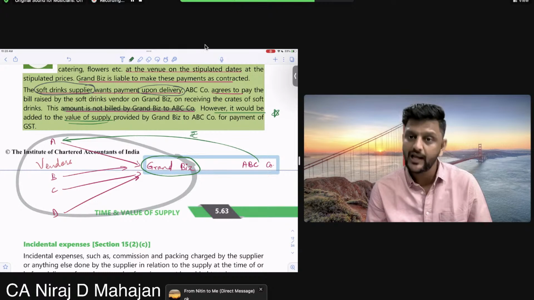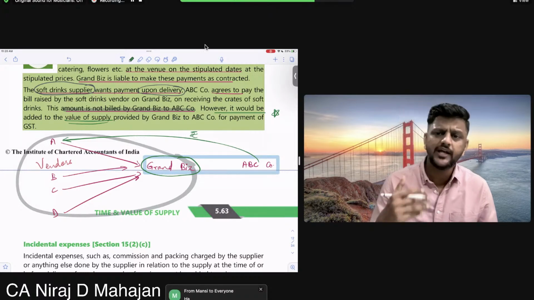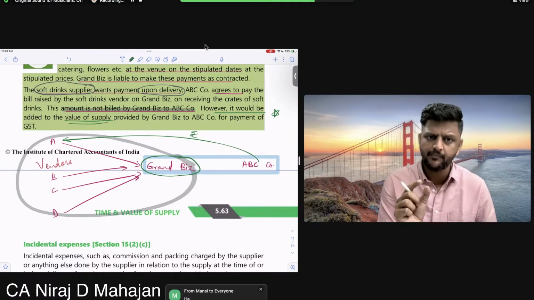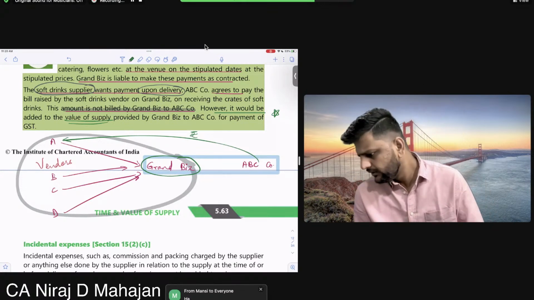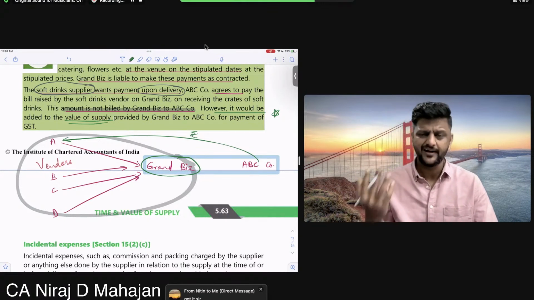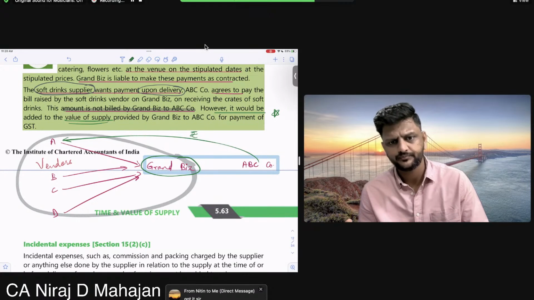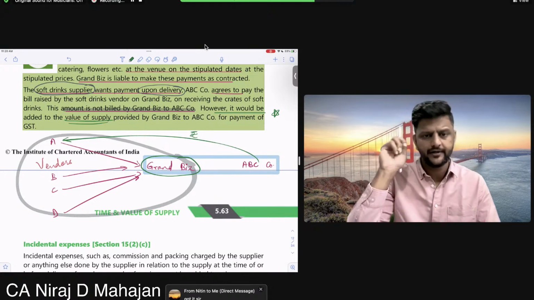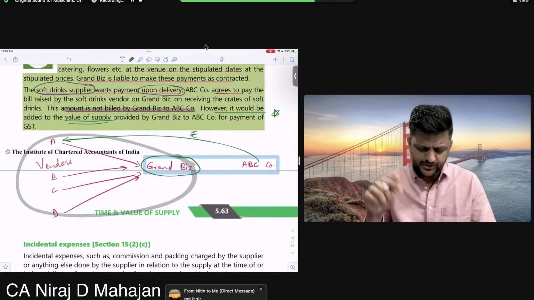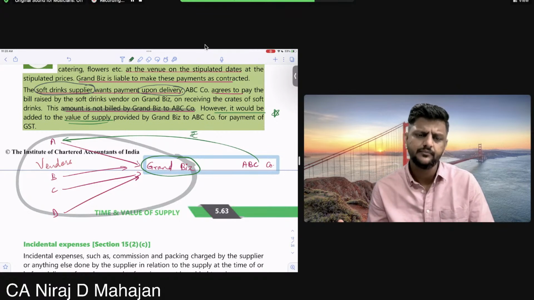Clear till here? For value of supply, I'm saying. Actually, ABC will not make payment of that 20,000 to Grand Base because they already added. We have already made the payment. But for calculation of value of supply, we will add it because it was in relation to that supply only. Okay? Clear to all of you?